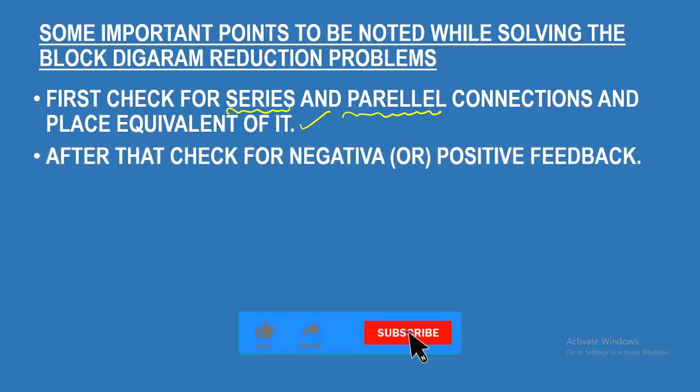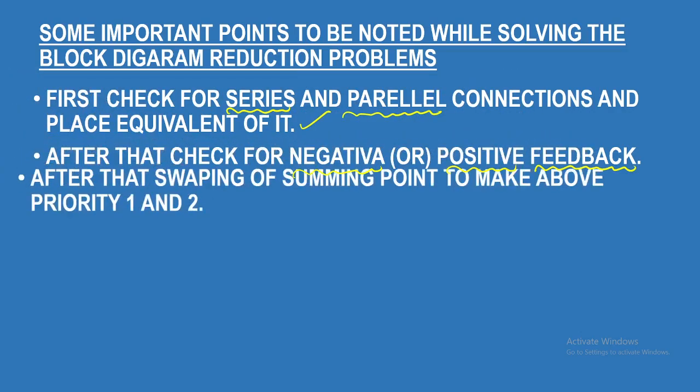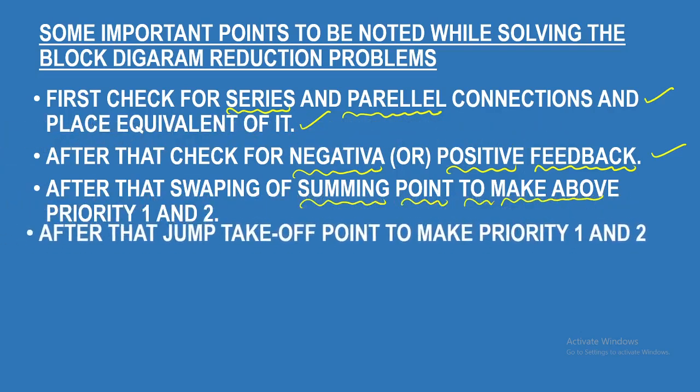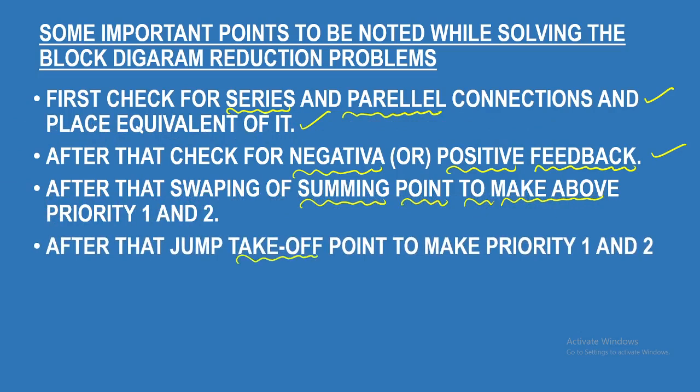After that you have to check whether there is any negative or positive feedback, and reduce for that. After that you have to swap the summing points, so that swapping of summing points supports the above priorities, that means series and parallel or negative and positive feedback, so that you can reduce very easily. After that finally you have to check for the jump of the takeoff point, so that you can support priorities 1 and 2, the first point and second point, so that you can reduce your block diagram very easily.